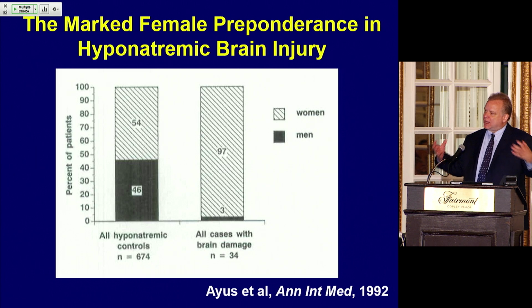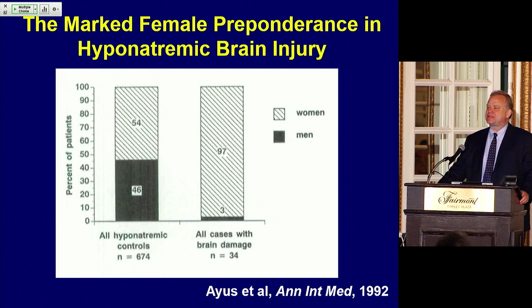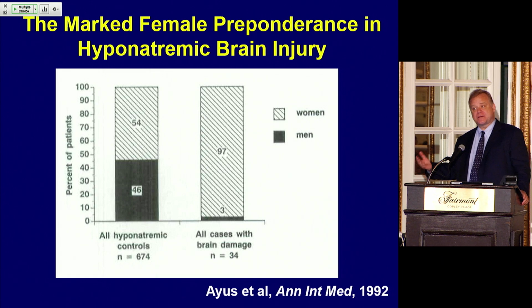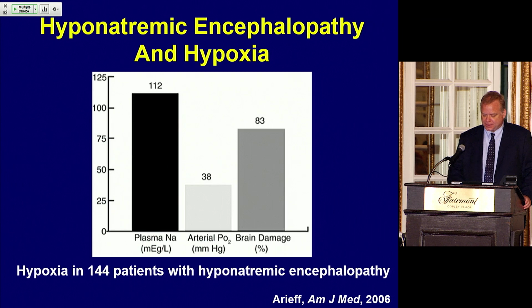There may be more gray matter in women, so that we've got more space to expand into. There are some signaling and transport differences that are to some degree estrogen dependent, but it is still a little bit unexplained why women are much more prone to hyponatremic encephalopathy.